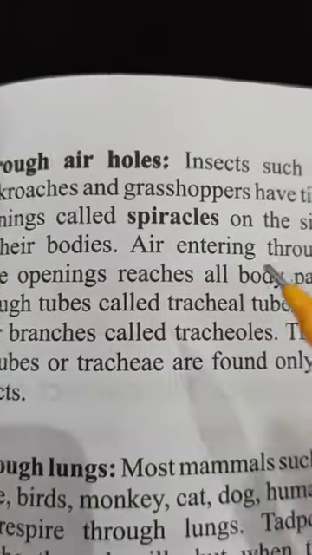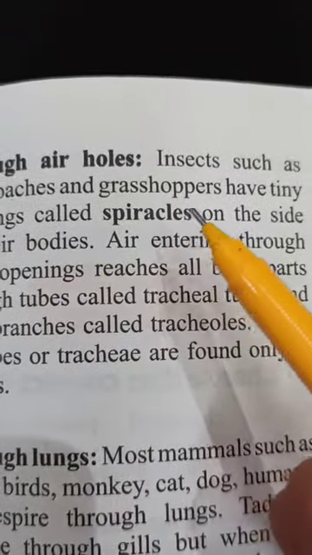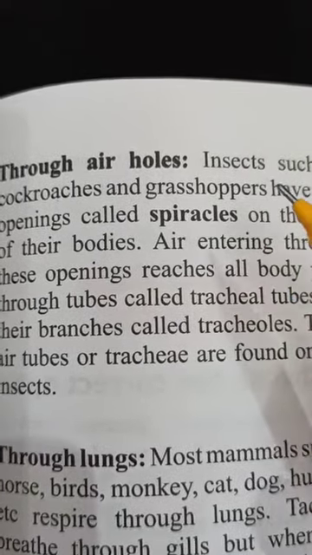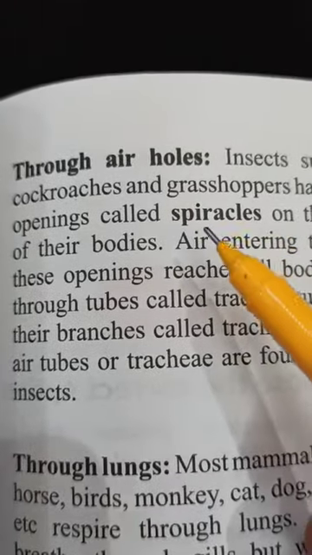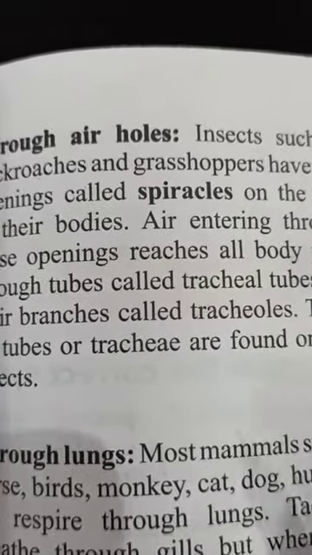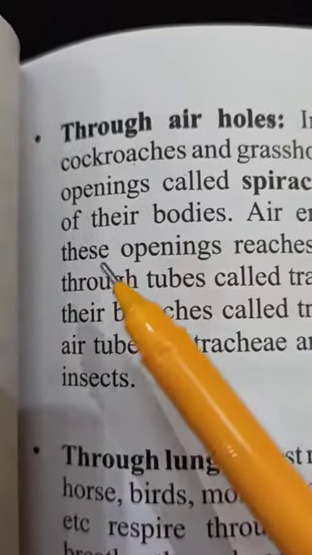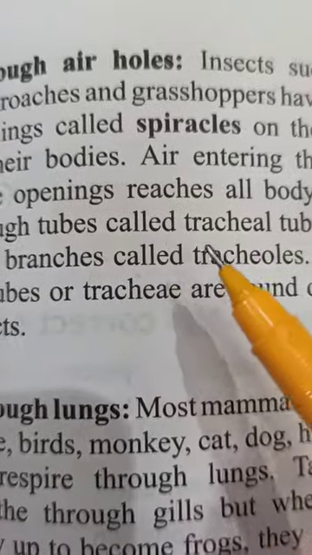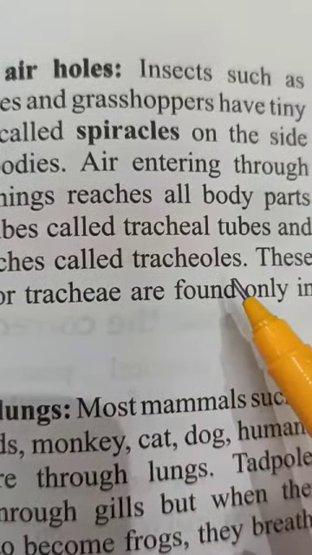So children, in organisms like insects, here only two examples are given, cockroaches and grasshoppers, but you can take the example of any insect like houseflies, butterflies, mosquitoes. All the organisms which come under the insect category perform respiration through these spiracles, which are small openings present on their body surface. Air entering through these openings reaches all body parts through tubes called tracheal tubes and their branches called tracheoles.